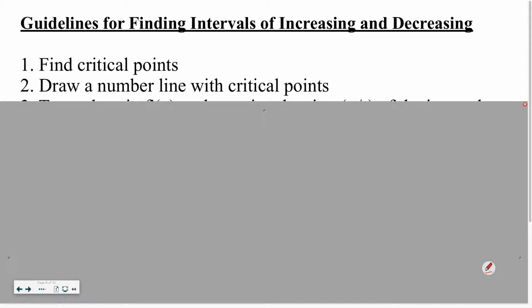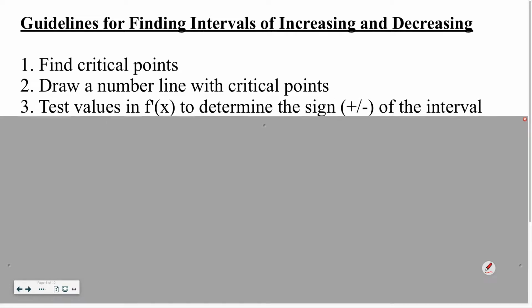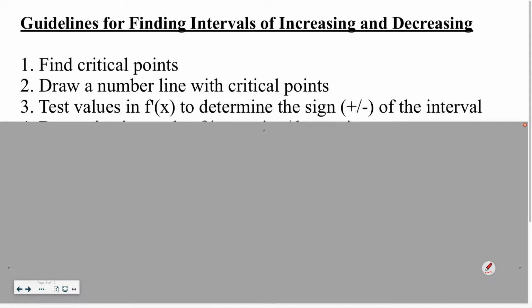With the intervals that you have now broken up, I need you to actually test values to determine if that interval is positive or negative. And we're testing values of f prime, because f prime tells us if we're increasing or decreasing.